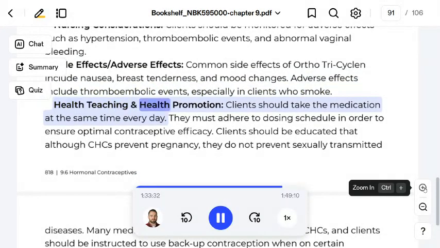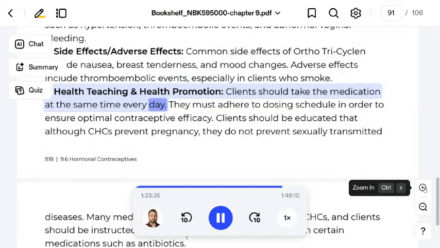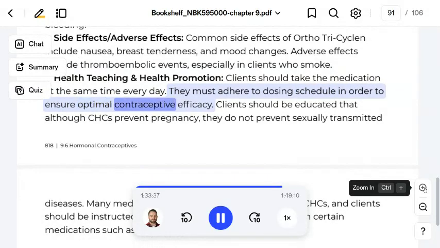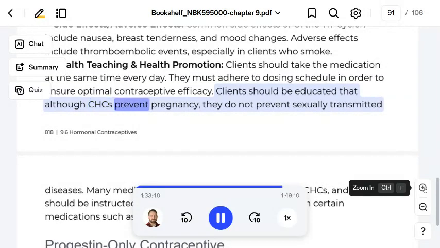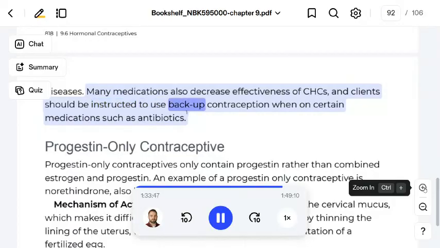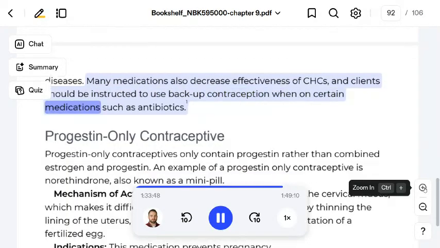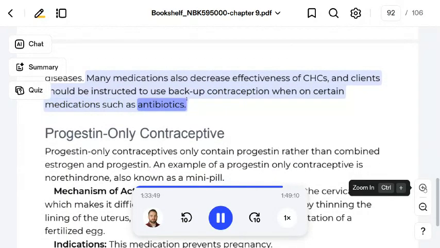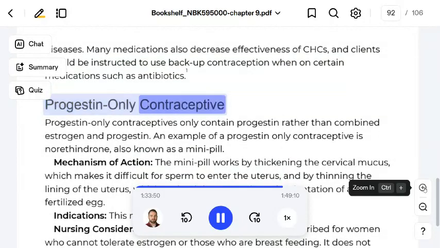Health teaching and health promotion: clients should take the medication at the same time every day. They must adhere to the dosing schedule in order to ensure optimal contraceptive efficacy. Clients should be educated that although CHCs prevent pregnancy, they do not prevent sexually transmitted diseases. Many medications also decrease effectiveness of CHCs, and clients should be instructed to use backup contraception when on certain medications, such as antibiotics.